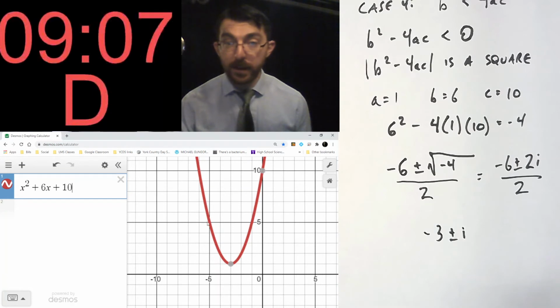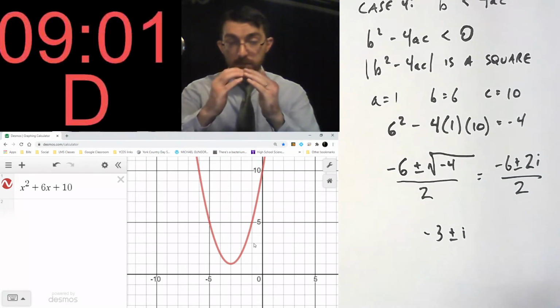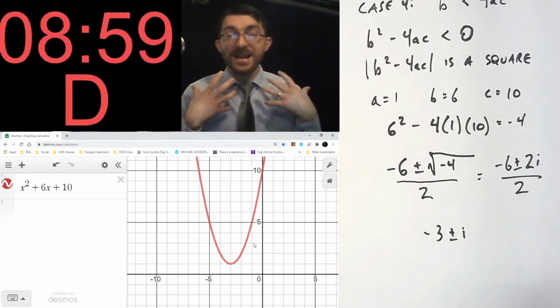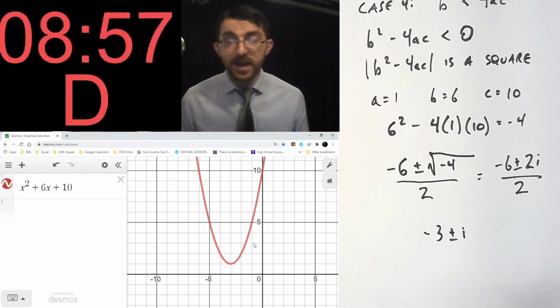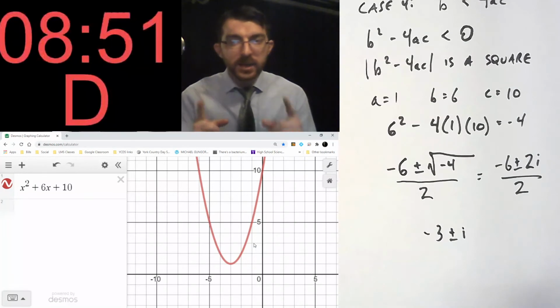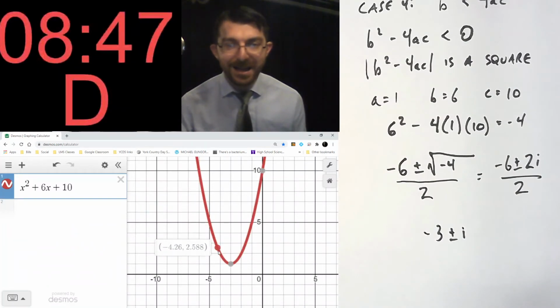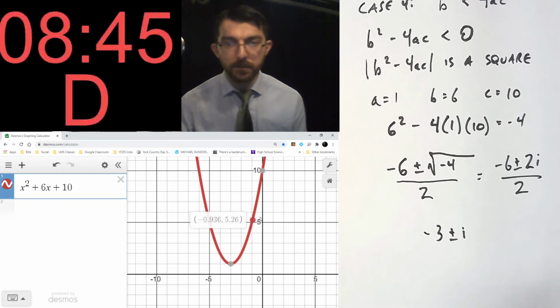And so any parabola that's completely above the x-axis like this, or if it were concave down, right, it would be completely below it, one that never crosses the x-axis, it only has complex solutions. But I want to make sure that I point something out to you. This function is entirely made out of real numbers. Everything in this function is a real number.